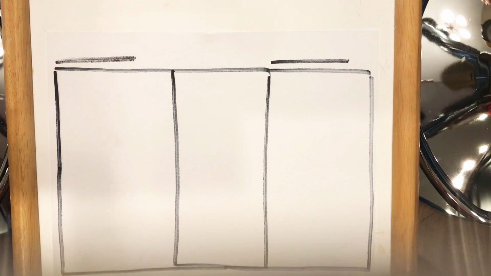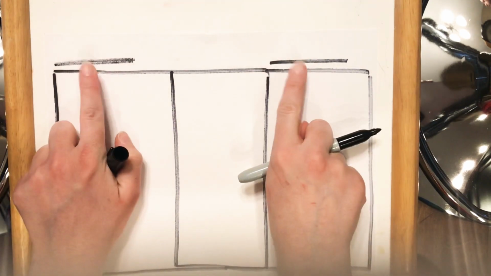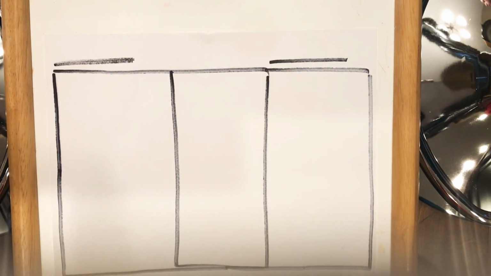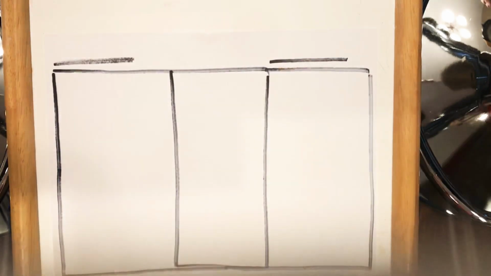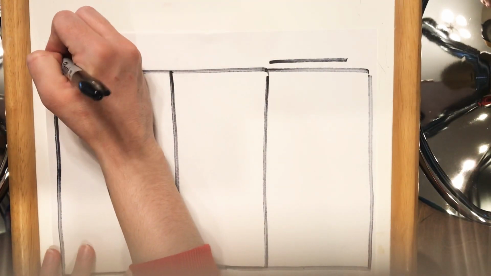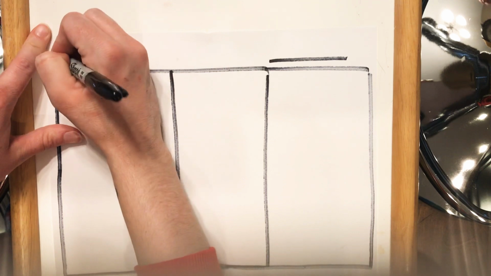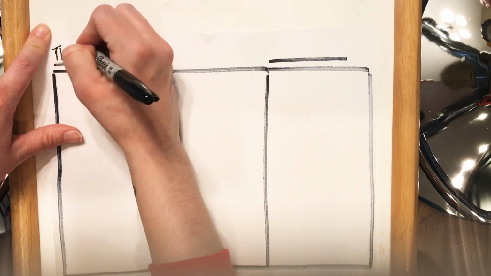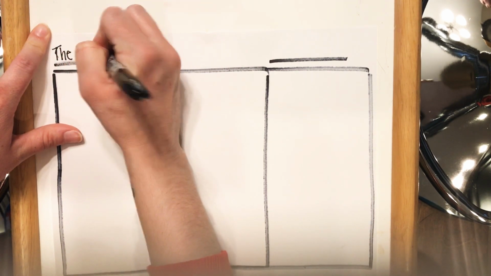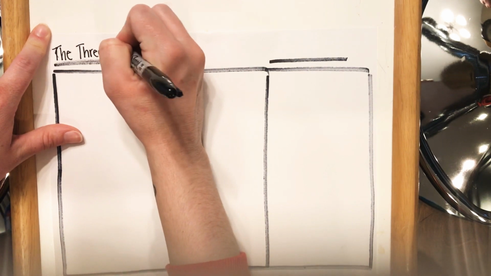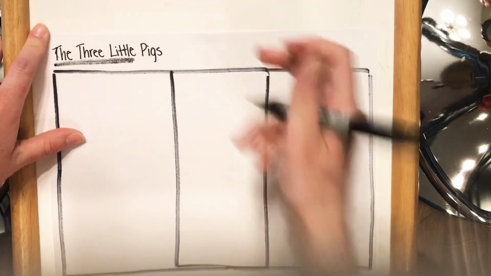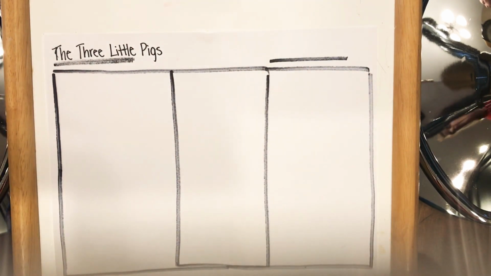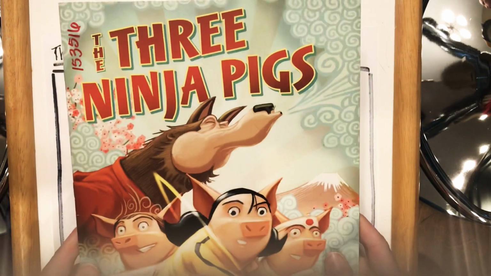But the first thing that I need to do is write the titles of these books up here. You can make this at home and follow along with me if you want, but you don't have to. You can just watch. So I'm gonna work on this one first, The Three Little Pigs. So, whoopsies. The Three Little Pigs.